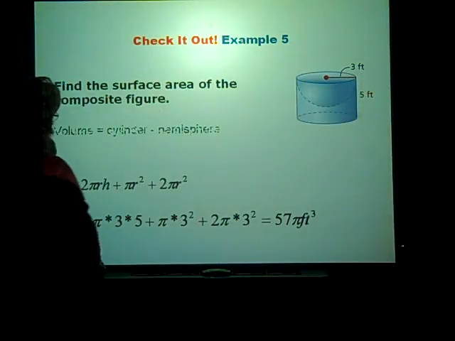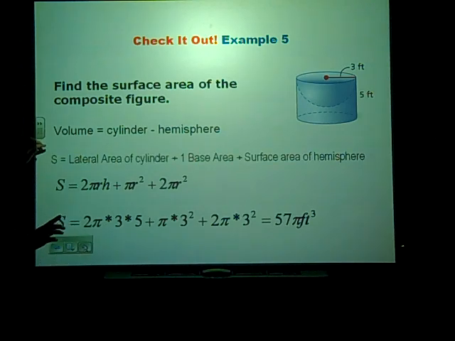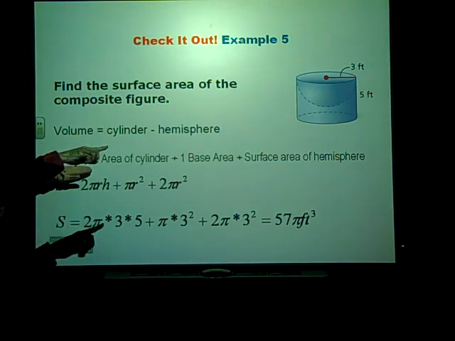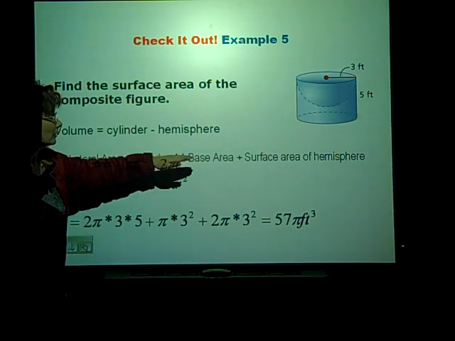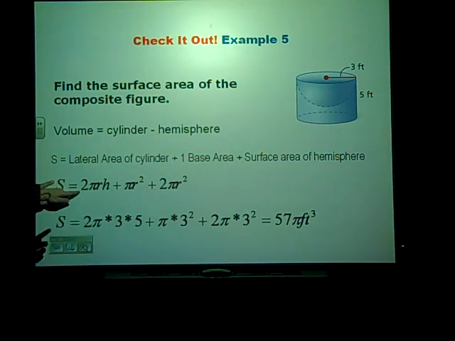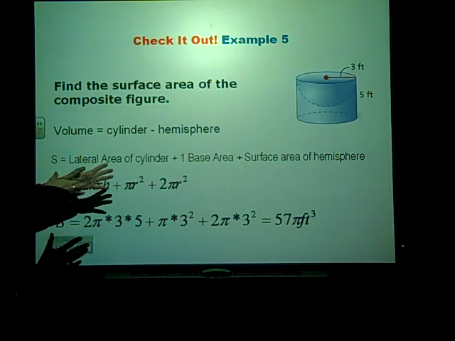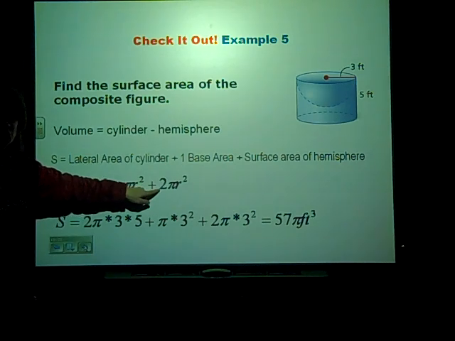So what I'd like you guys to do is start by saying, oh excuse me, we don't want volume, we want surface area. It's going to be the lateral area of the cylinder, plus one base area, plus the surface area of the hemisphere. Okay? So for the lateral area of a cylinder, 2 pi r times the height. Remember the circumference around times the height. Plus that base area, that circle, pi r squared. Plus, since I have a whole sphere, the surface area is 4 pi r squared. For half of it, it would be 2 pi r squared.